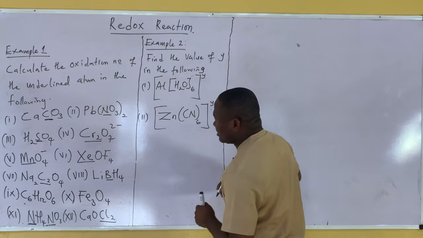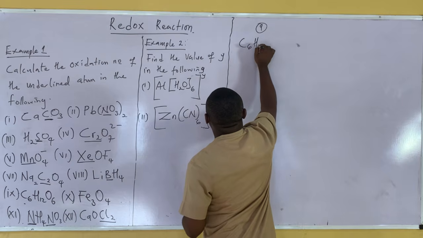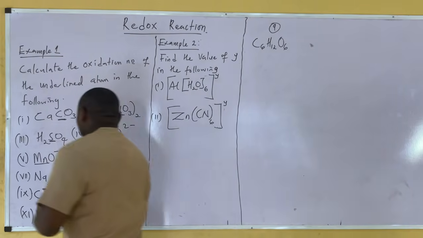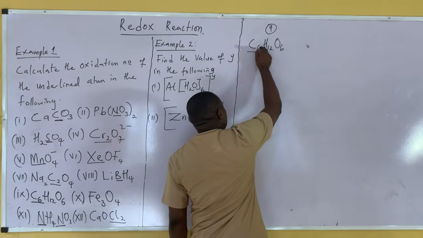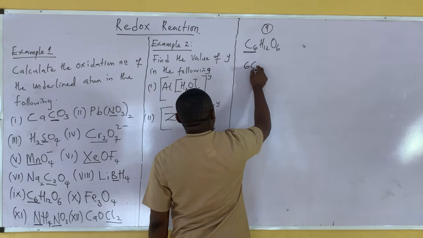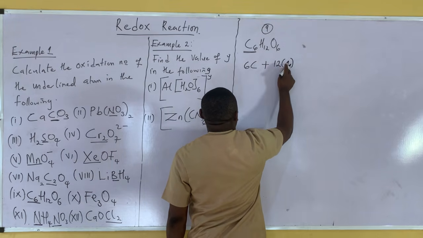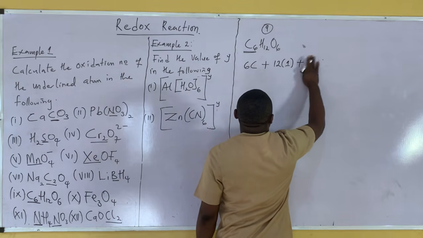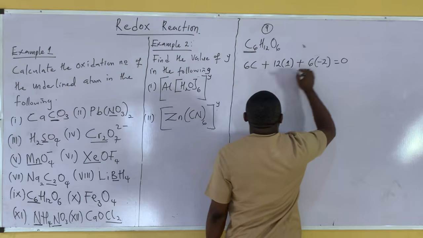Now let's see question number 9. Question number 9, we are looking at C6H12O6. Solution of this, remember we're looking at the underlined element here, which is carbon. So we are looking at the oxidation number of carbon. That means it will now be 6C plus 12 times 1, because the oxidation number of hydrogen is 1, plus 6 bracket minus 2 for O. That of oxygen is minus 2. Everything equals 0.